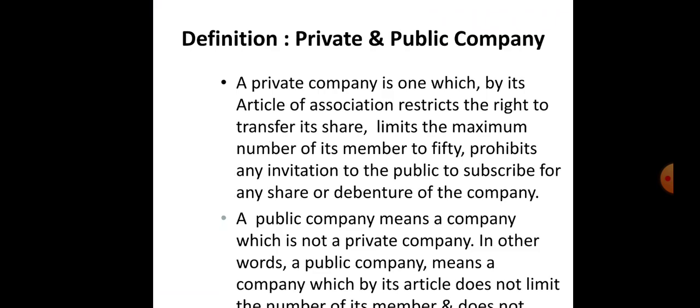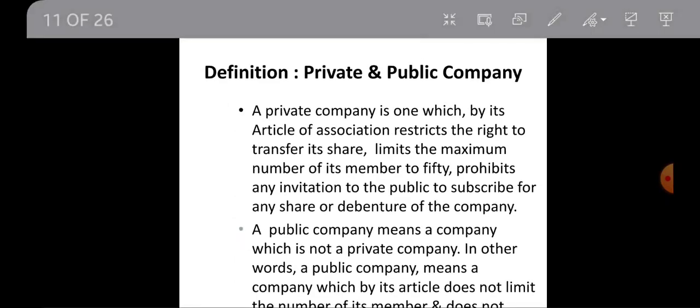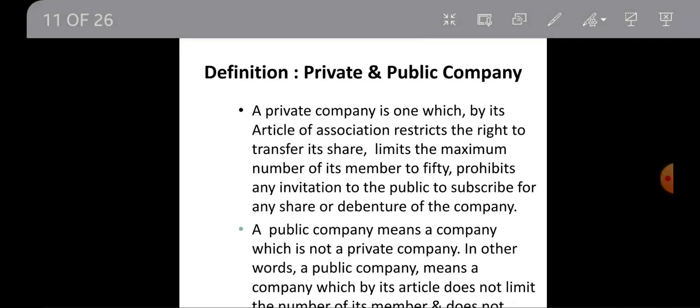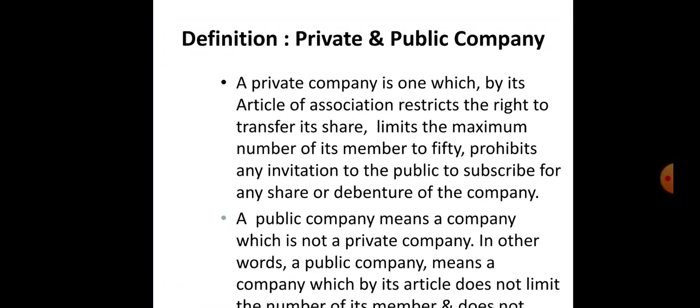Whereas a public company means a company which is not a private company. In other words, a public company is a company which by its articles does not limit the number of members and does not have any prohibition on invitation to the public to subscribe to any share or debenture. That we call a public company. So this we have to understand.